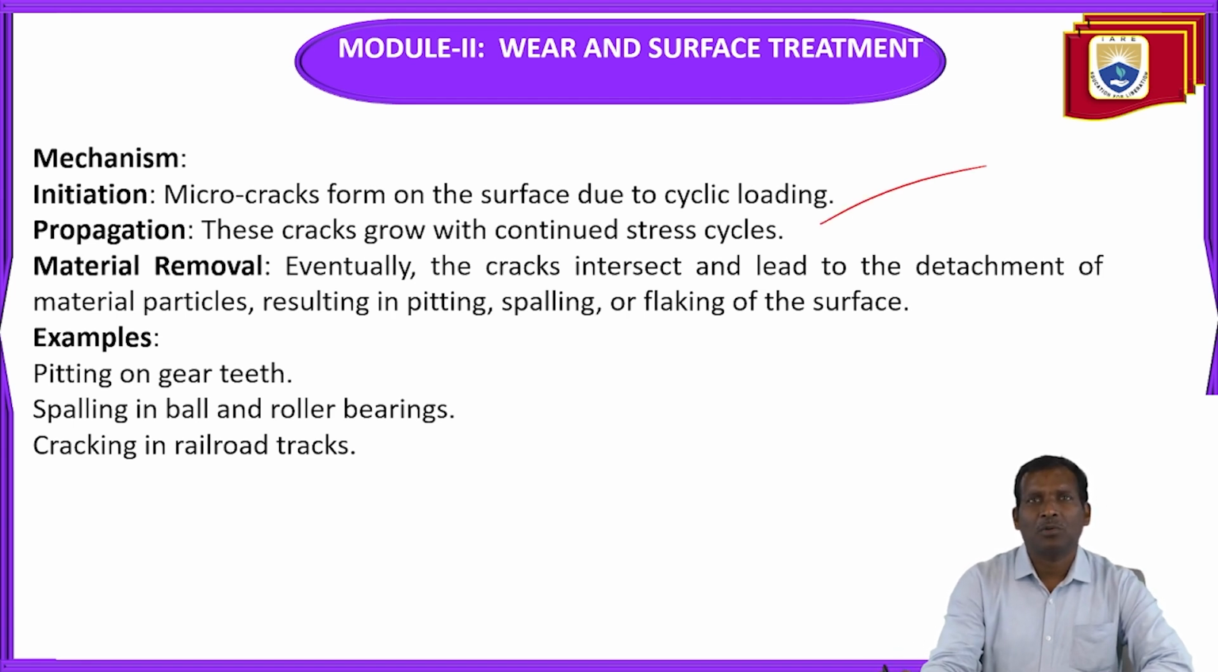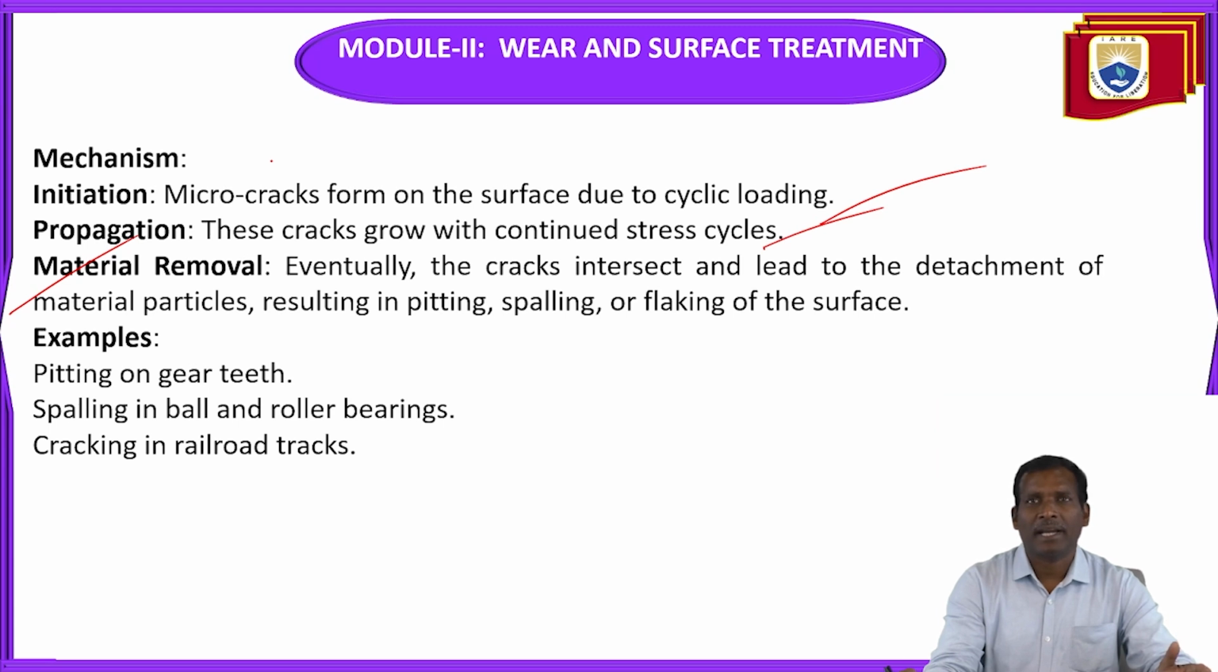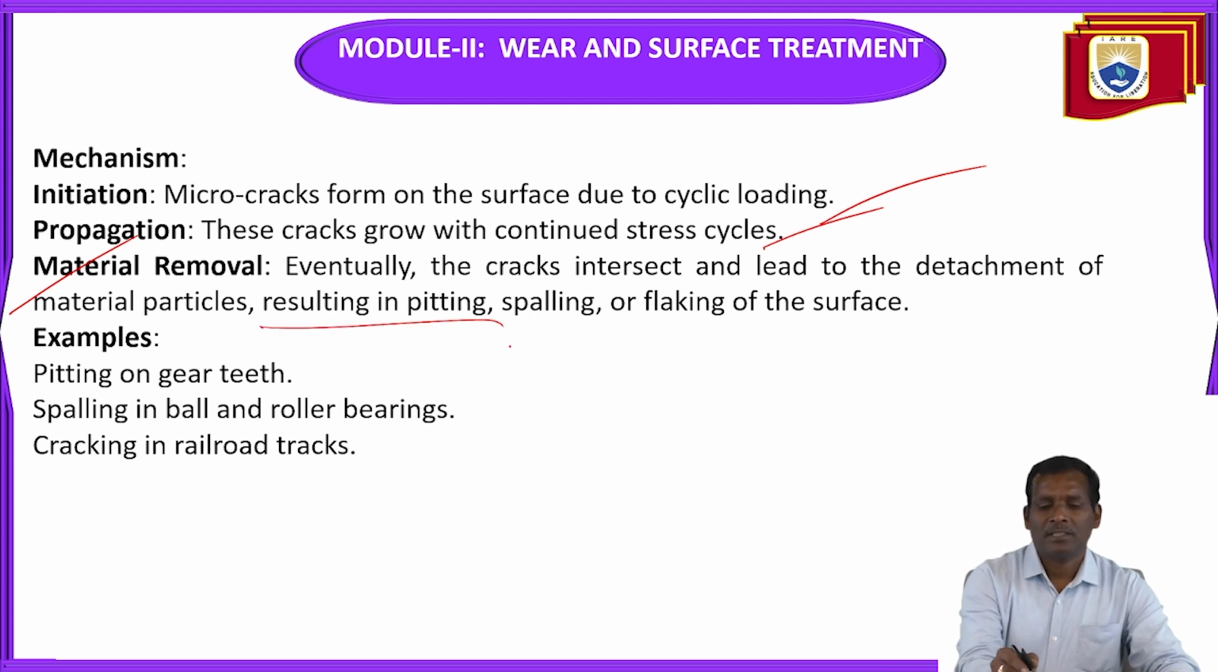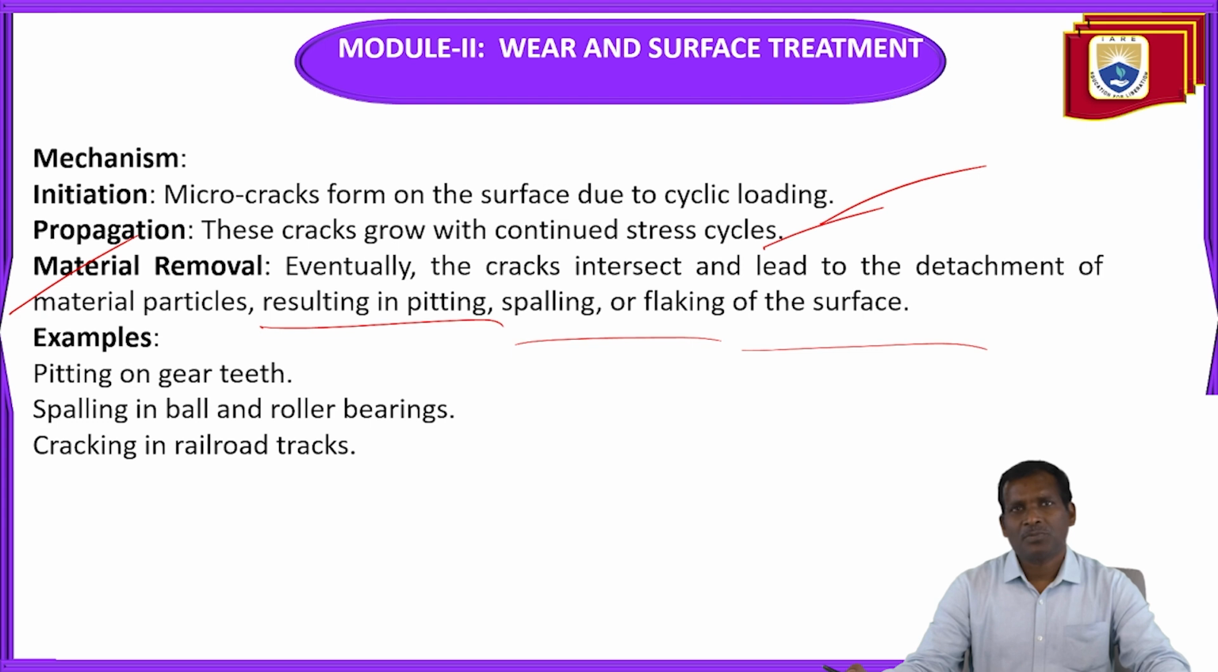Propagation: these cracks grow with continued stress cycles. Material removal: eventually the cracks intersect and lead to the detachment of material particles, resulting in pitting, spalling, and flaking of the surface. The examples are pitting on a gear tooth, spalling in ball and roller bearings, and cracking in railroad tracks.